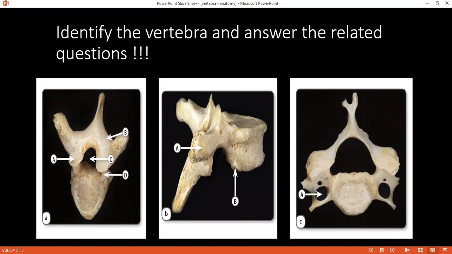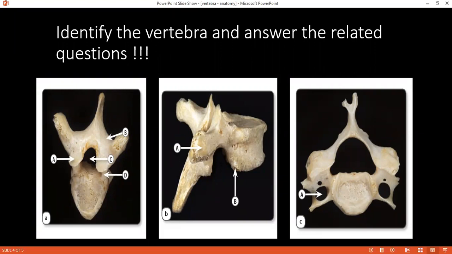Okay, comparing C1 and C2. What are the characteristics of C1 and C2, and what are they called? They both have special names. They are called atypical cervical vertebrae.